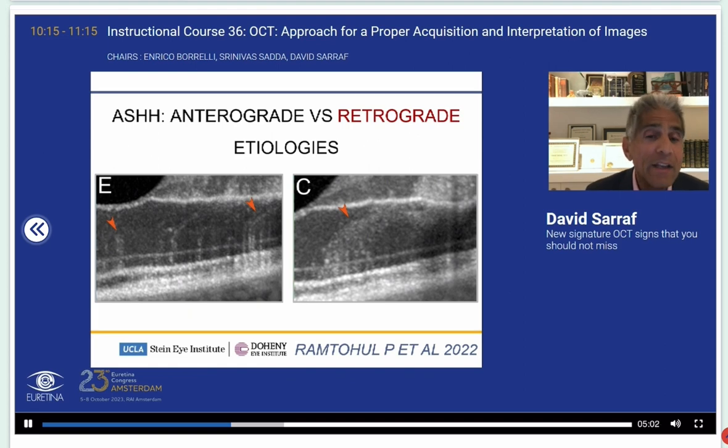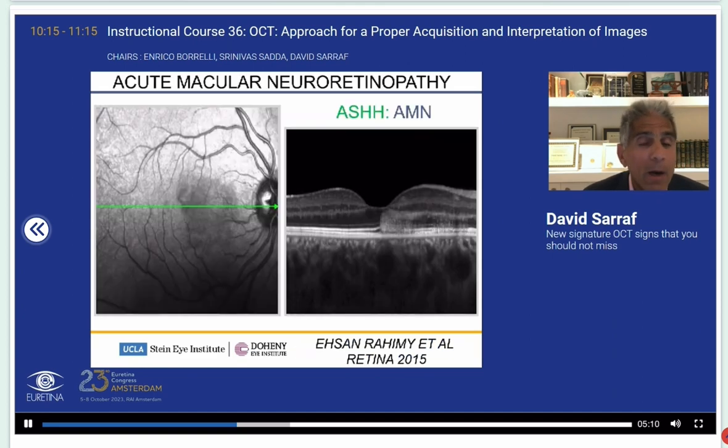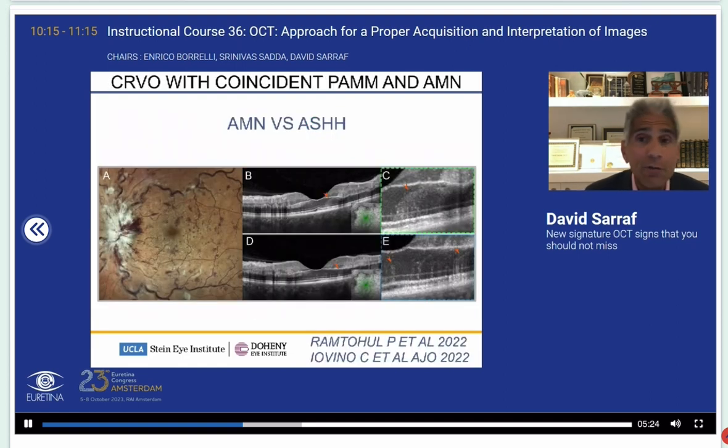Retrograde etiologies of ASH are associated with AMN and retinal vascular obstruction, and these are presumably the result of impairment in the deep capillary plexus. So here's a patient with acute macular neuroretinopathy. You can see the ASH lesions and the associated photoreceptor disruption, hyperreflectivity on the near infrared, which is very characteristic and important in the diagnosis of AMN.